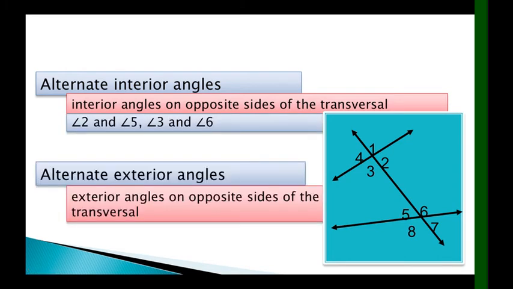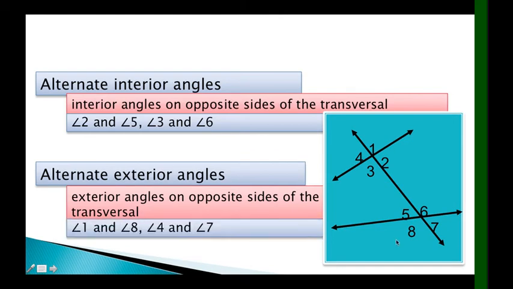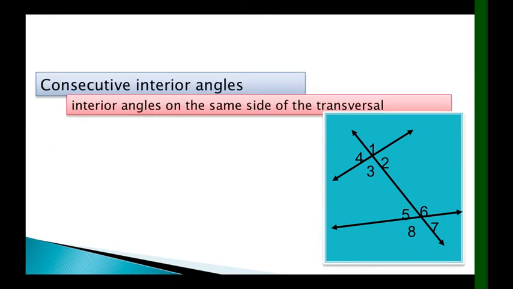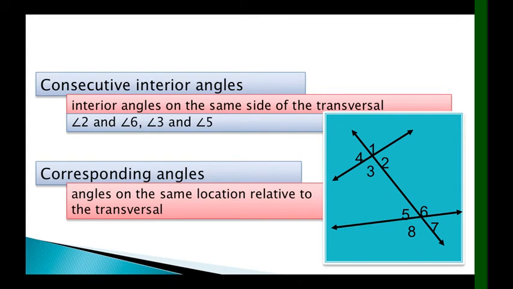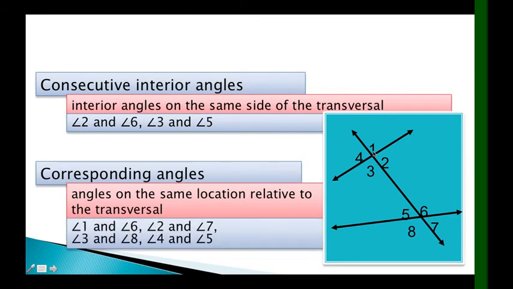While on the other hand, we have what we call the alternate exterior angles. So we have 4 and 7, and angle 1 and 8 are the alternate exterior angles. Can you follow? Now, consecutive interior angles are interior angles on the same side of the transversal. So we have angle 2 and angle 6 are consecutive, and angle 3 and angle 5 are consecutive interior angles. Corresponding angles are angles in the same location relative to the transversal. So we have angle 1 and angle 6, angle 4 and angle 5, angle 2 and angle 7, angle 3 and angle 8.